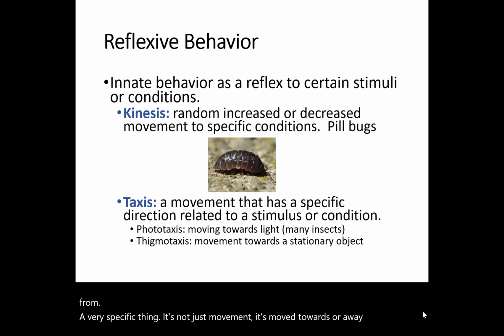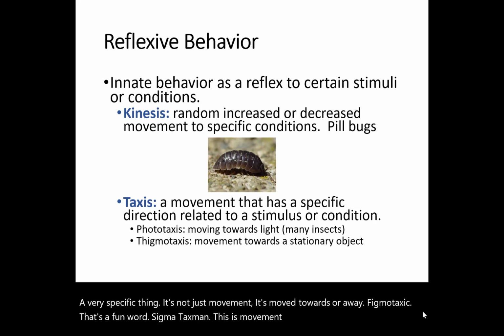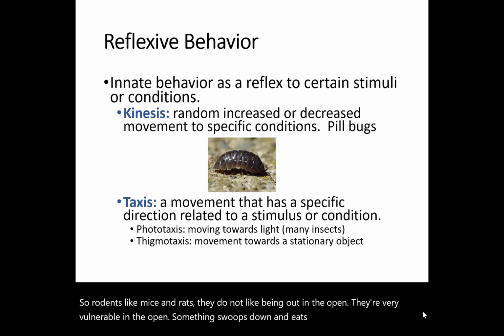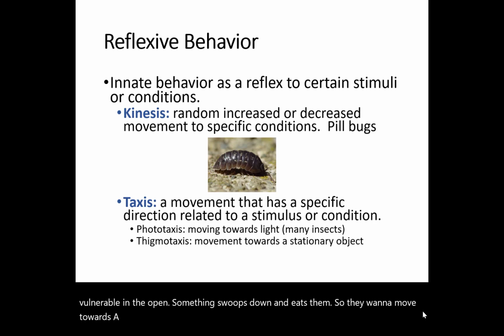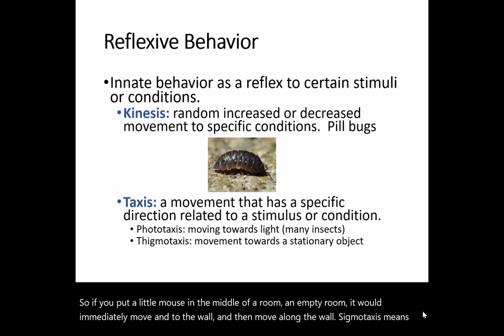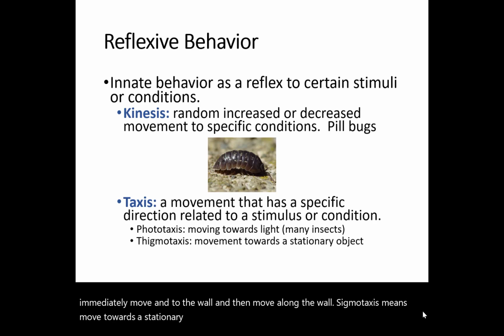Thigmotaxic, that's a fun word, thigmotaxic. This is movement towards a stationary object. So rodents like mice and rats, they do not like being out in the open. They're very vulnerable in the open. Something swoops down and eats them. So they want to move towards a stationary object, the side of a wall, a rock, a tree. So if you put a little mouse in the middle of an empty room, it would immediately move to the wall and then move along the wall. Thigmotaxic means move towards a stationary object. Again, not a lot of learning here. These are innate tendencies in these animals.